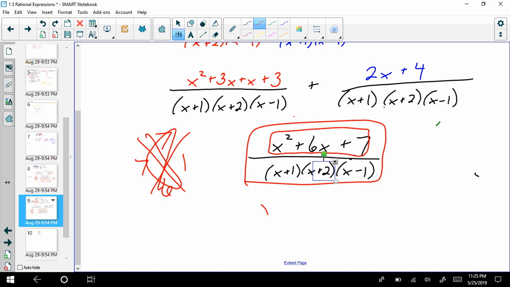If I asked you for what are the values that are restricted, well, from this first guy, we wouldn't want negative 1. From the next one, I wouldn't want a negative 2 because that would make it 0. And the last one, I wouldn't want a 1.